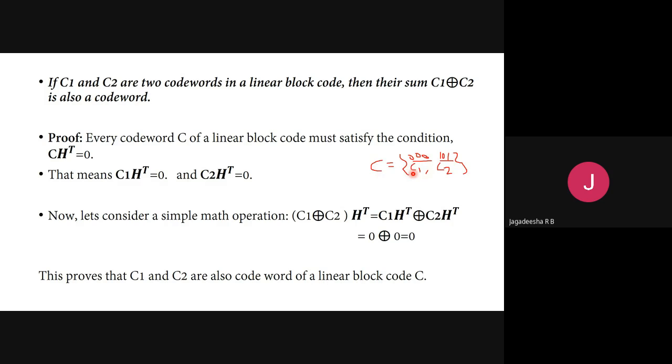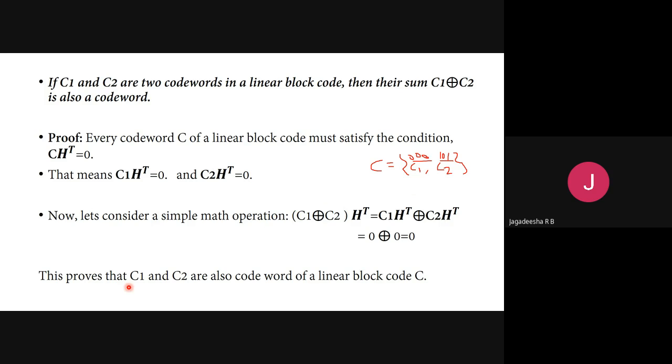So C1 plus C1, what do we get? Or C2 plus C2, what do we get? We get 0, right? XOR of A XOR A, that relation or that structure. So 0 is also a code word. If you consider any linear code, 0 is a member.